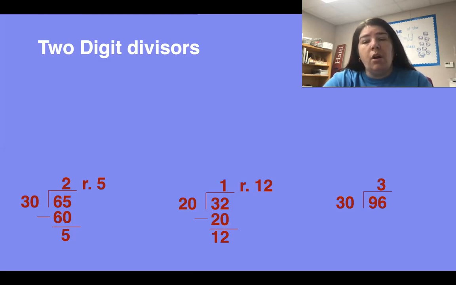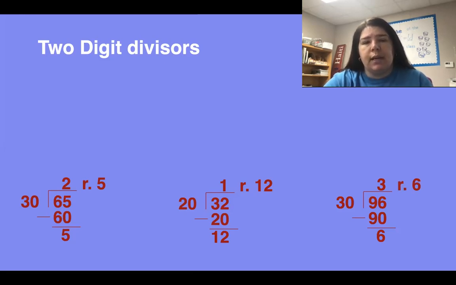When the numbers get longer, you'll understand only the second digit. 3 times 0 equals 0. Put the 0 under the 6, and 3 times 3 is 9, so write down 90. And we're going to subtract. What is 96 minus 90? 6. And is 6 less than 30? It is. We don't have anything else to bring down, so 6 is our remainder.